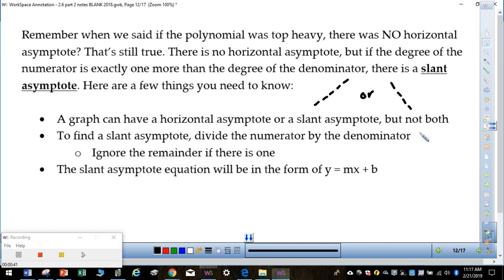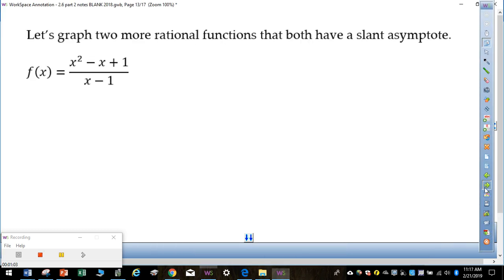So here are a few things that we need to know. A graph can have a horizontal asymptote or a slant, but not both. To find a slant asymptote, you're going to divide the numerator by the denominator. Ignore the remainder if there is one. Finally, the slant asymptote will be in the form of y equals mx plus b. Let's graph two more rational functions that both have a slant asymptote.